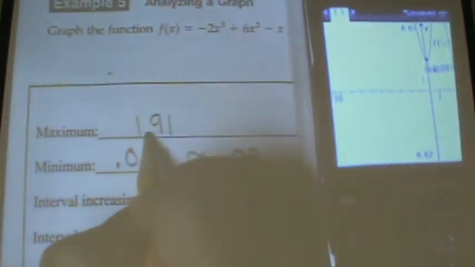So where's our maximum value? Can anyone tell me what the maximum value is? 1.91. It's 1.91. Okay, so let's interpret this graph now. So 0.09 is our min, our x value. It's real close to 0. Our maximum value is 1.91, kind of close to 2.